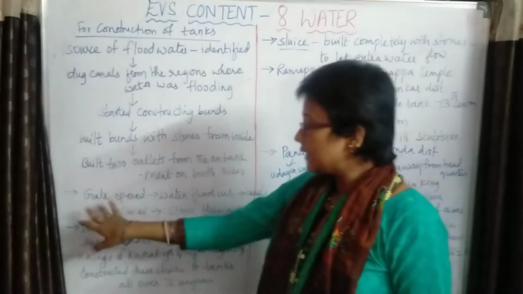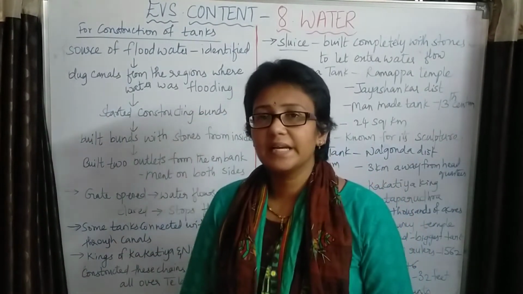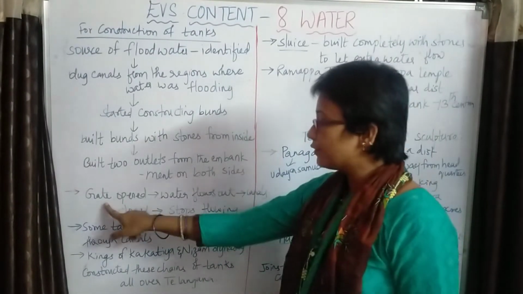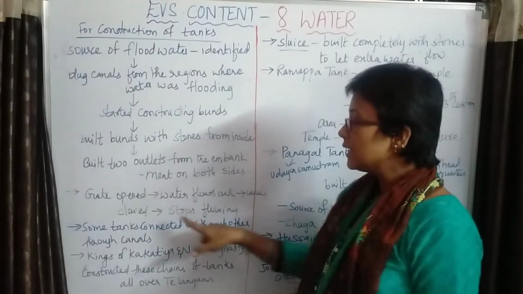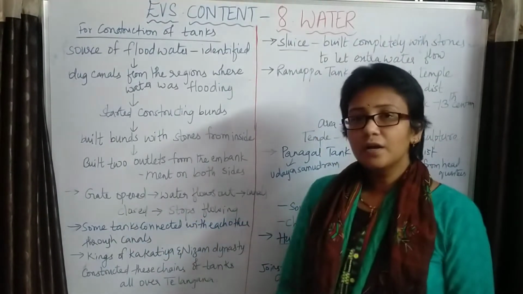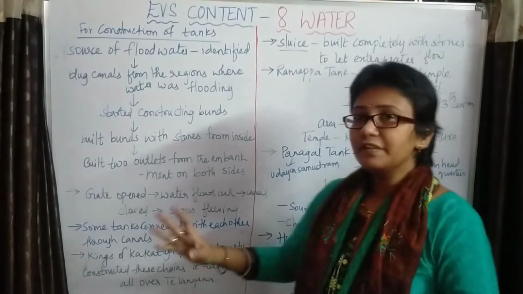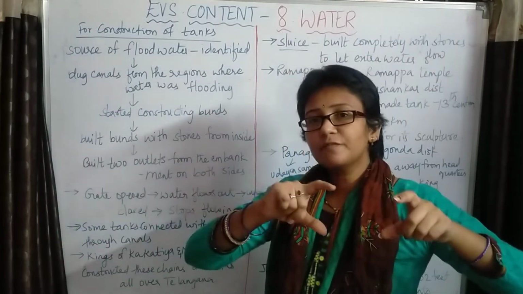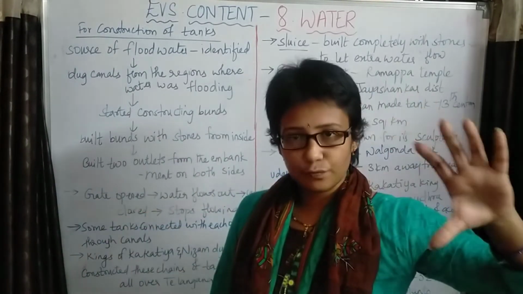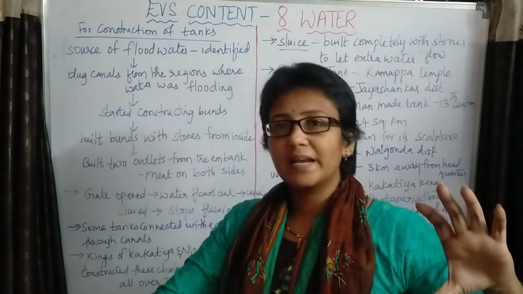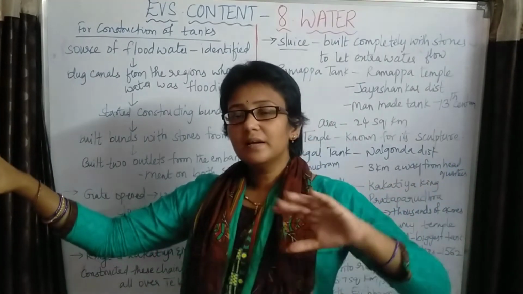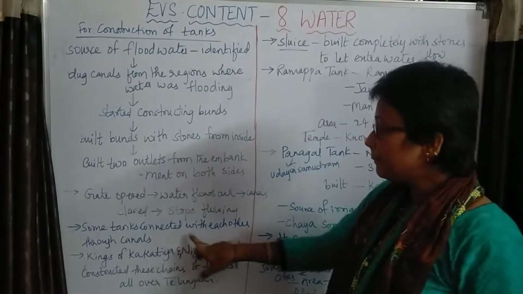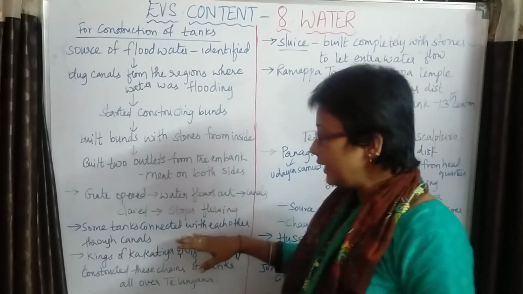Whenever the gate is open, the water will flow out, and if we close it, water will be stopped in that region. So if the gates are open, the water will flow out of the canals, and if the gates are closed, the water will stop flowing. Some tanks will be connected with each other through a canal. If two tanks are within a particular radius, then in between one canal will be kept. If one tank is filled, then from that tank, through that canal, the water will move to the other tank. As a result, both will be filled. In this way, for some tanks, these canals also will be constructed.